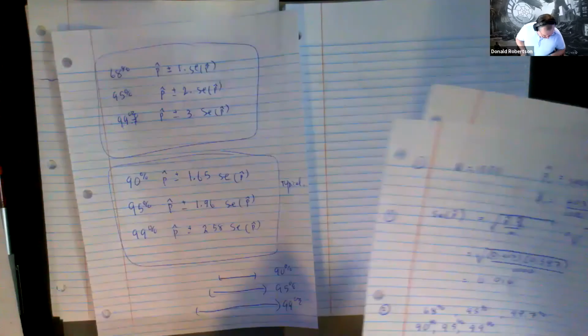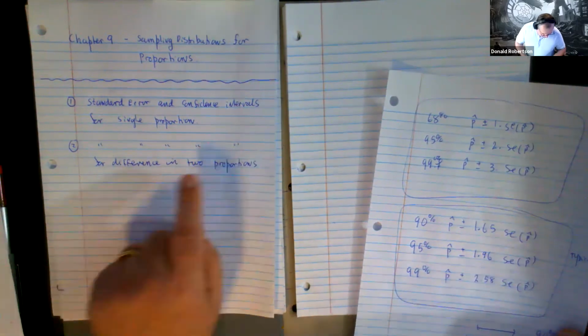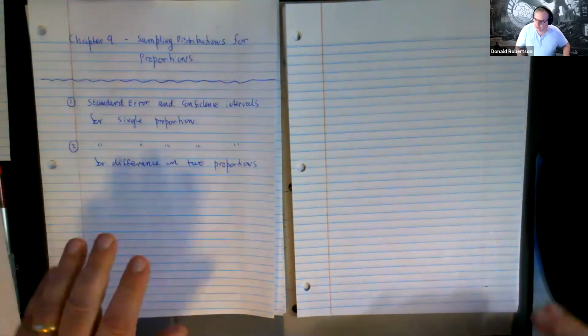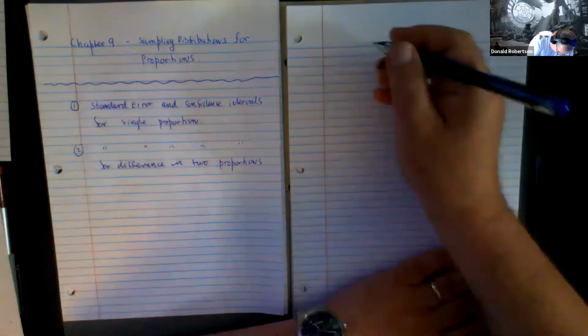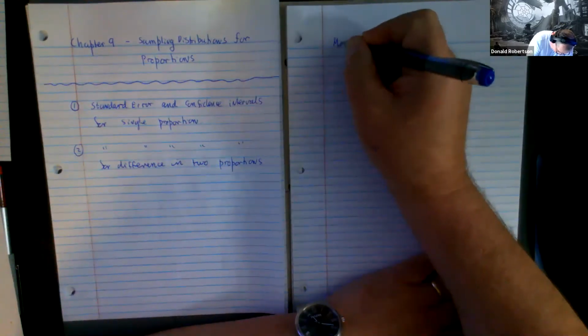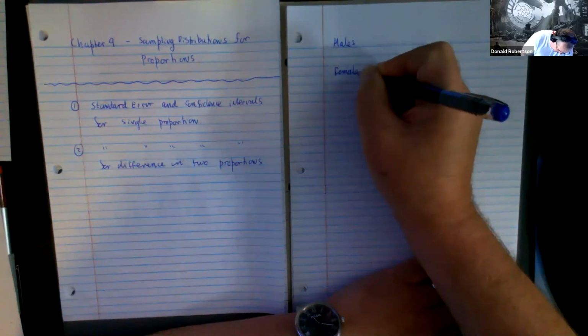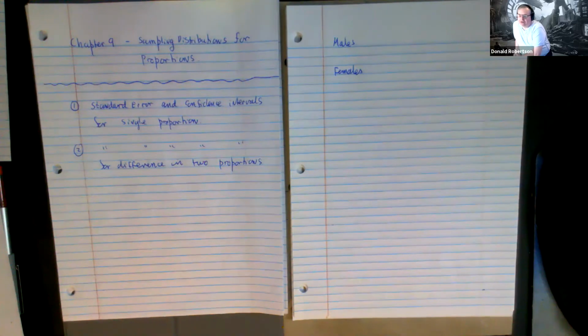So we're now going to move on to a new topic: how to find the standard error and confidence interval for the difference in two proportions. So we need a story for that. In this story, there are actually two different distinct groups.